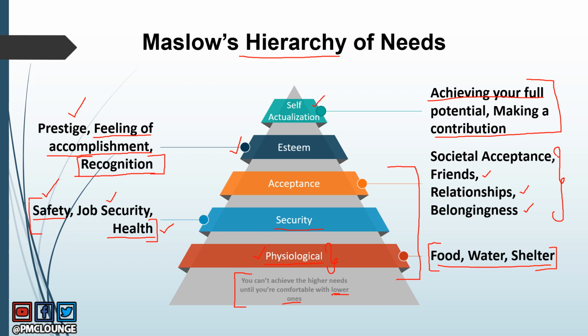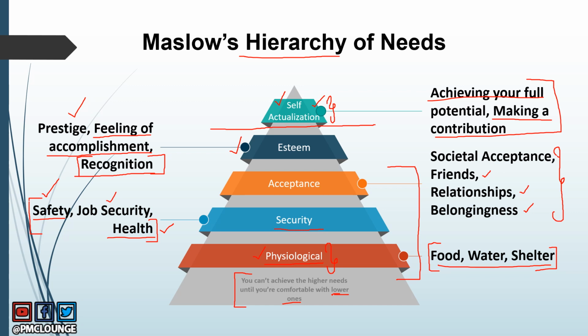And you cannot reach the self actualization stage until you are good with the four stages below it, right? So you see so many billionaires with a lot of money, tons of wealth, they actually make heavy donations. Why are they doing so? Because they are trying to make a contribution. They are trying to achieve the self actualization stage of Maslow's hierarchy of needs.